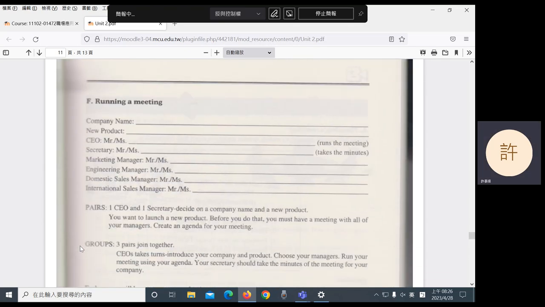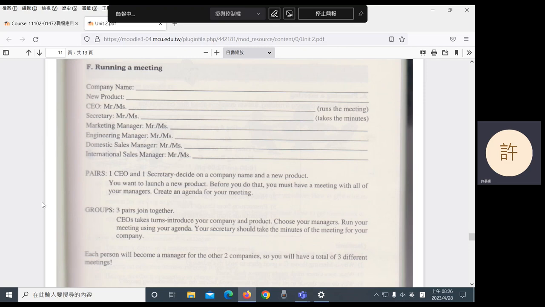Okay, on the next page, we have some more vocabulary words.